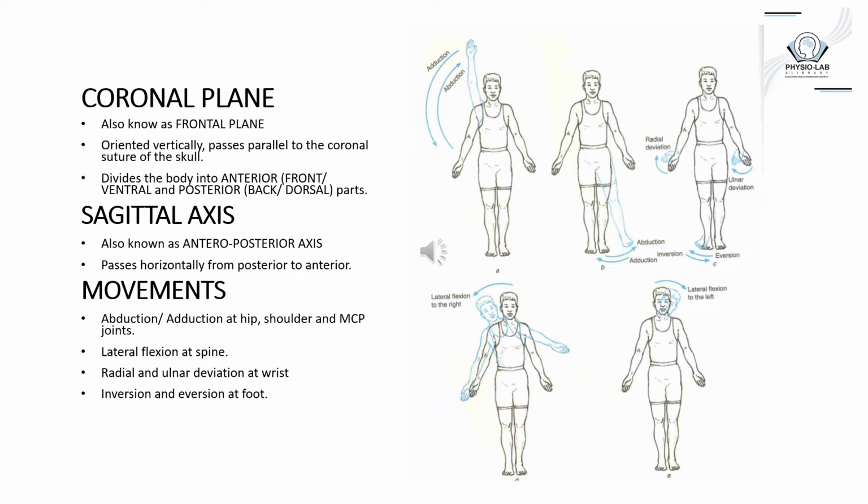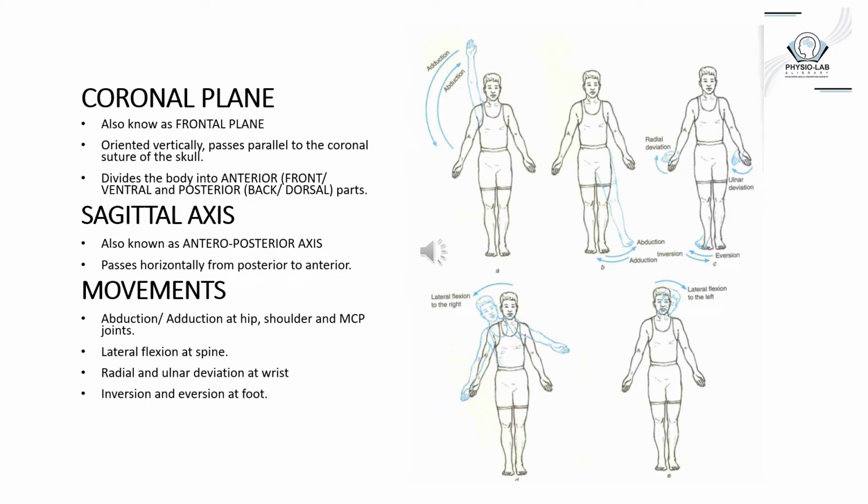So what is a coronal plane? Coronal plane, also known as frontal plane, is oriented vertically. It passes parallel to the coronal suture of the skull. It divides the body into anterior or front or ventral and posterior or back or dorsal parts.